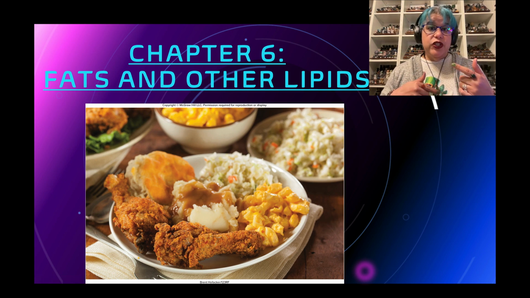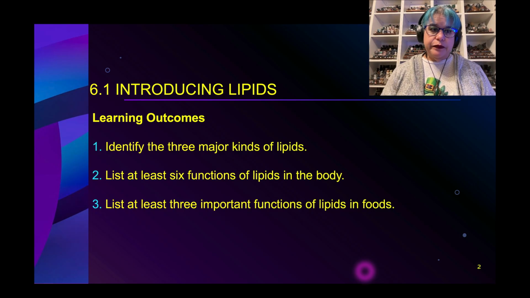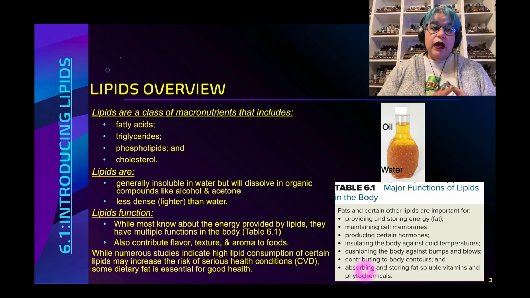Chapter 6, we're going to continue with our macronutrient discussion. In this case, though, we're talking about fats and other lipids. 6.1, we're going to identify 3 major kinds of lipids, list at least 6 functions of the lipids in the body, and list at least 3 important functions of lipids in foods.